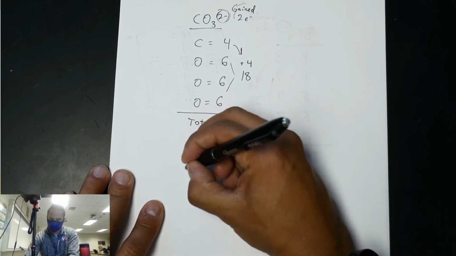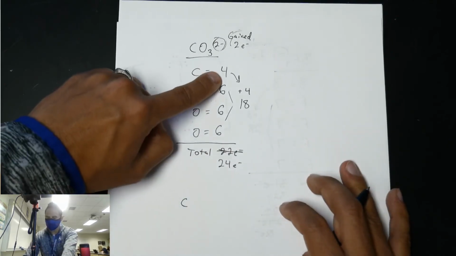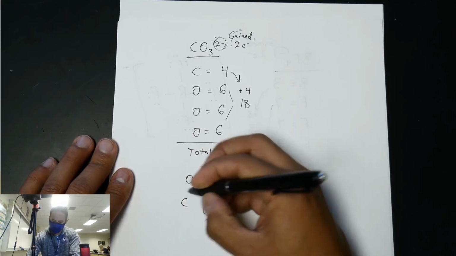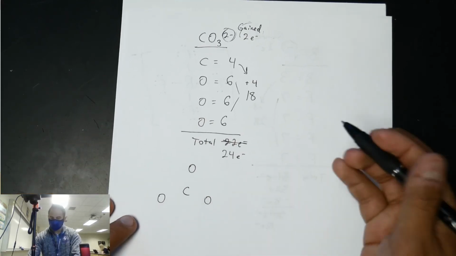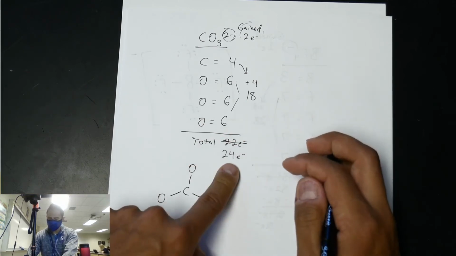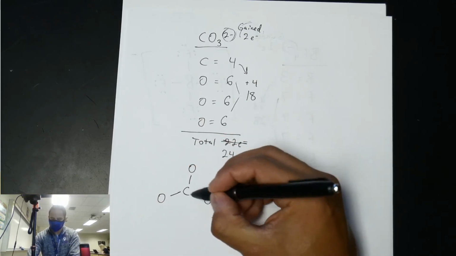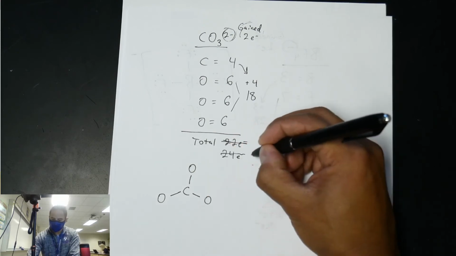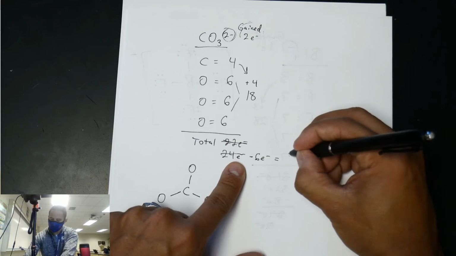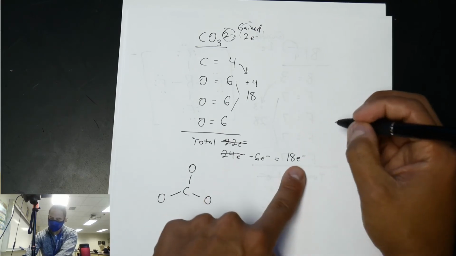So let's draw carbon in the middle, because that has the least number of valence electrons. We'll draw 3 oxygens around it. So let's go 1, 2, 3. Then we'll bond it up. So single bond, and single bond. Of our 24 electrons, we've just used 2, 4, 6. We've used 6 of them. So we're going to minus 6 electrons, which means now we have 18 electrons left.